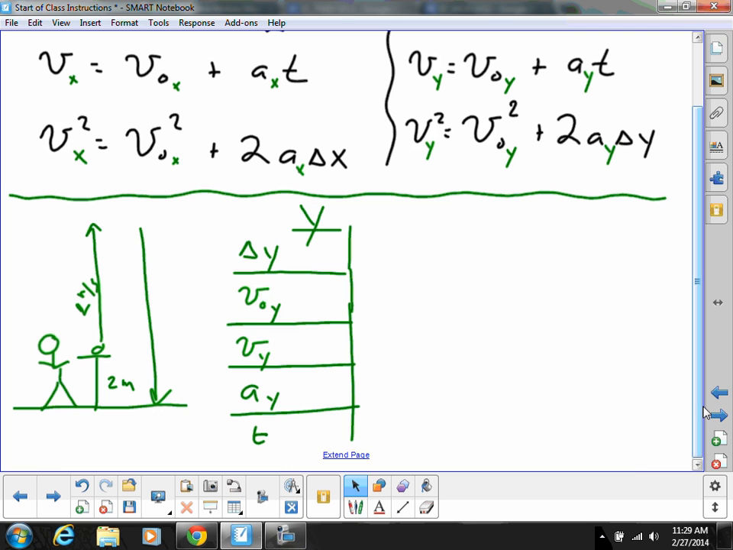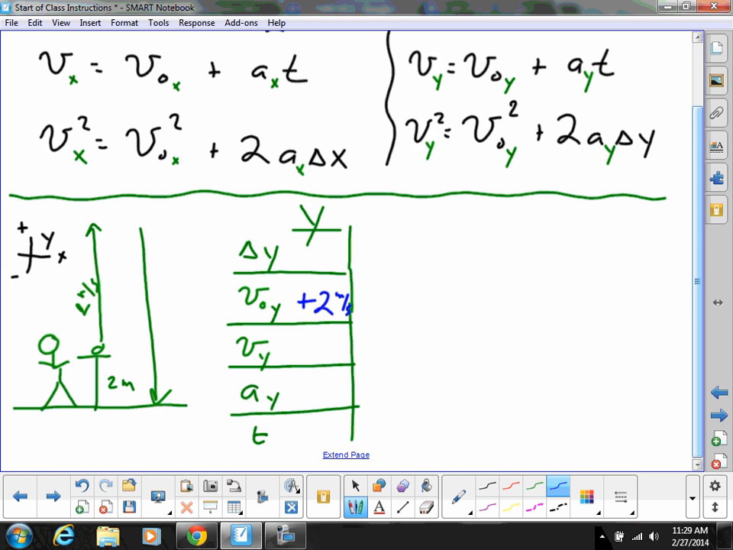So what do I know about my problem here? Well, I know I throw the ball with an initial velocity of 2 meters per second, but what's going to be important here is what is positive, what is negative. So if I do my x, y plane, I'm going to call up positive and down negative. So my initial velocity in the y direction is going to be a positive 2 meters per second. I don't really know what the final velocity is going to be, because when I throw it up and it comes back down, not really sure about that. Acceleration, though.